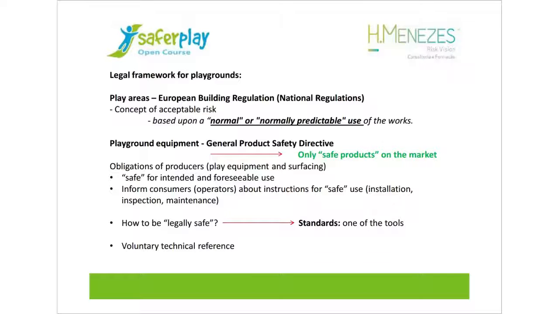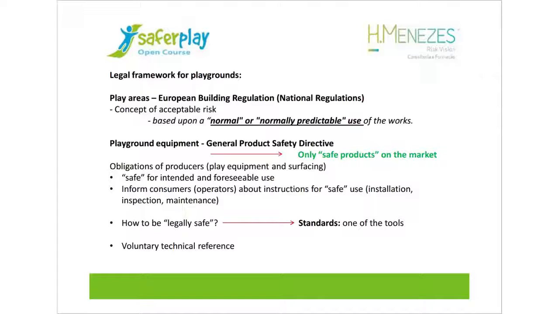So what happens in Europe, for all Europe? For playgrounds in general, we are talking about play areas that are within the built environment. We have a European building regulation that is in force in every country with national building regulations, because it's a permanent installation, so we are talking about doing some works to have a permanent installation with play areas. But then, for equipment, we also have the General Product Safety Directive, which says that all products in the market must be safe. And what is safe?